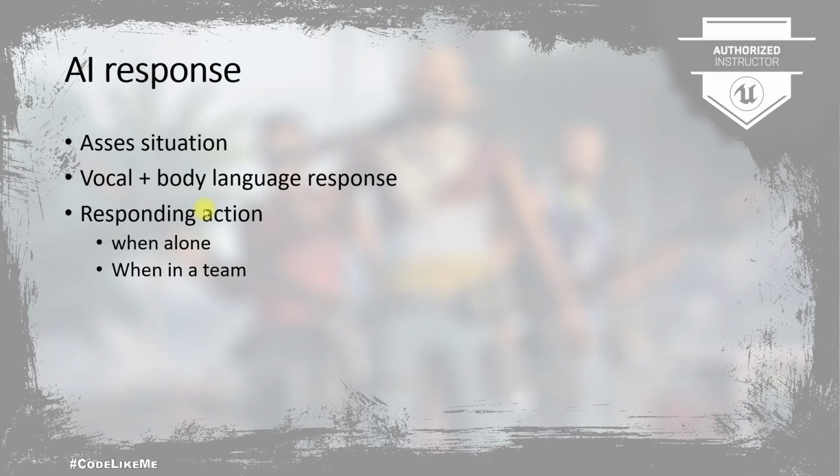Then they react to that particular thing that they have perceived. It could be a vocal plus body language response. So they show some excitement or a suspicious body gesture and say things like, what is that? What is this? Who's there? Things like that. And after that, they respond with an action, like going to search there, looking at that location, looking around, or just ignoring it. This responding action also differs if they are alone or if they are with a team.